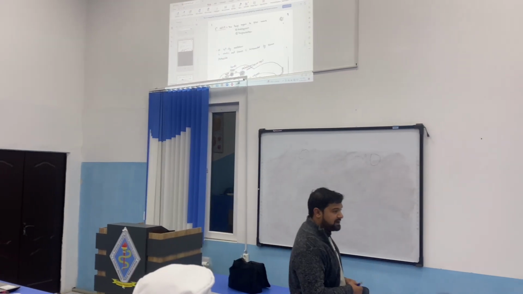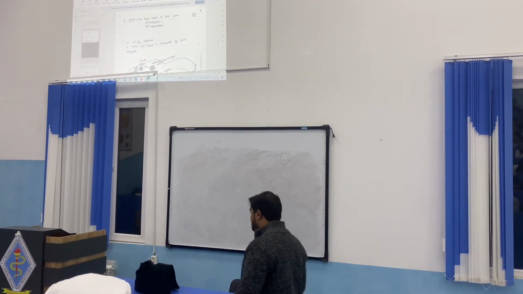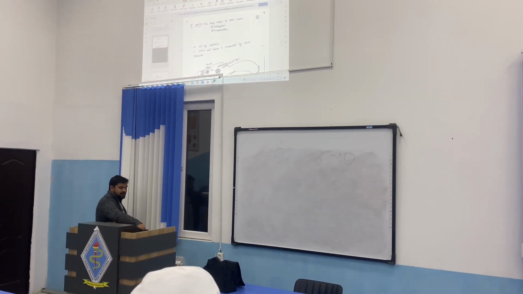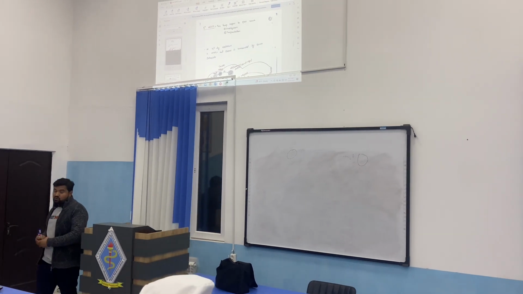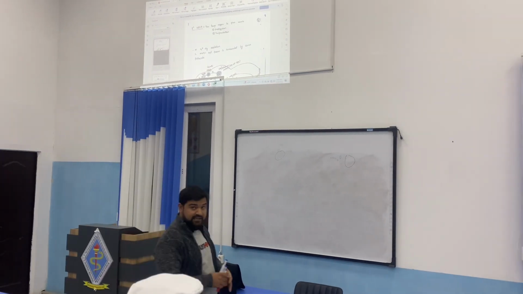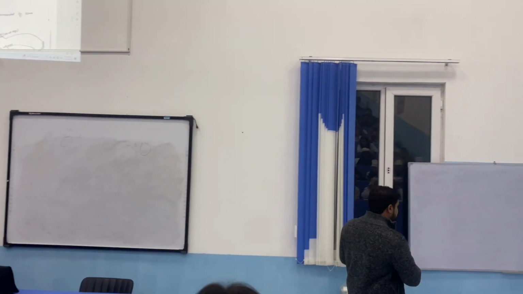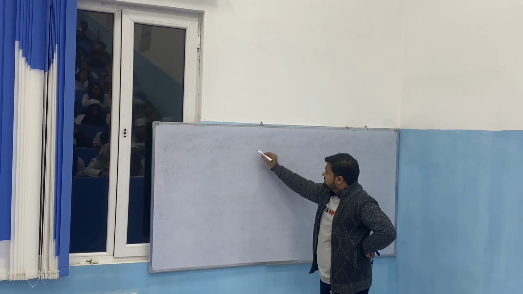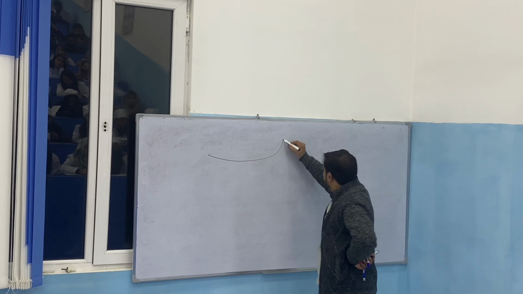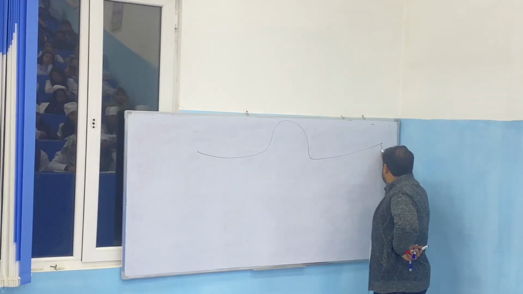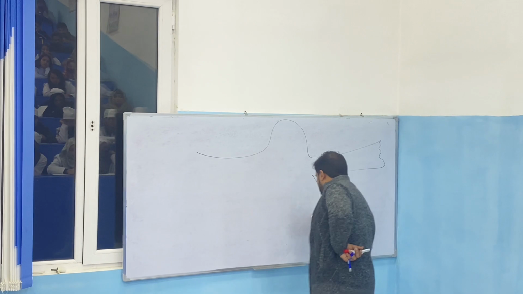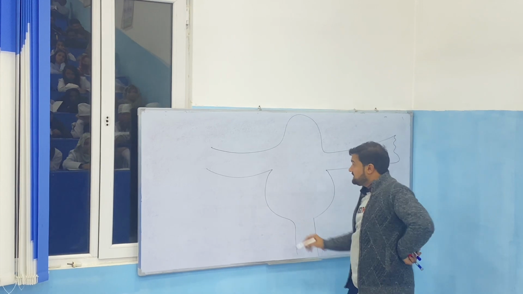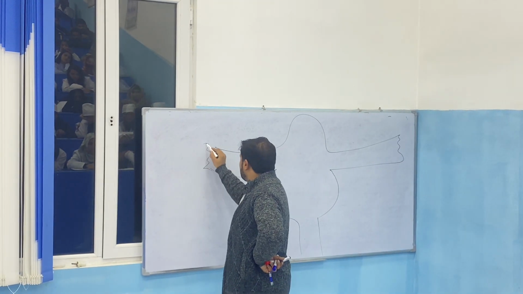What will happen if the sperm is available? If the sperm is available, then what will happen if an ovum is fertilized? Is this board visible to everyone? Now the female reproductive system. This is the female reproductive system.